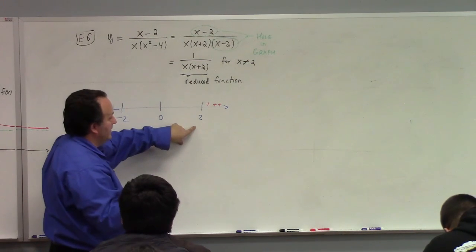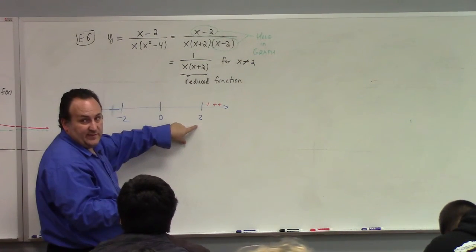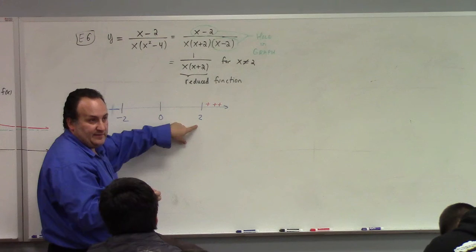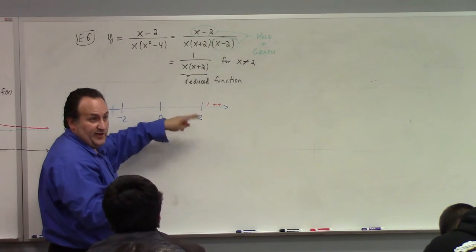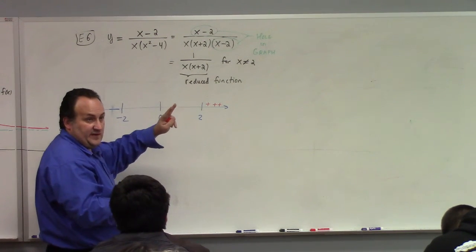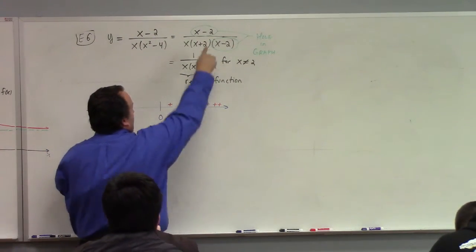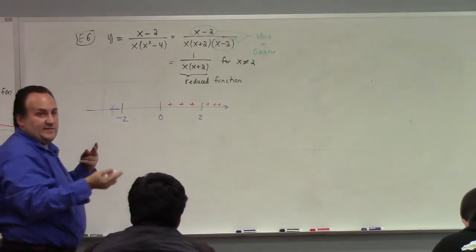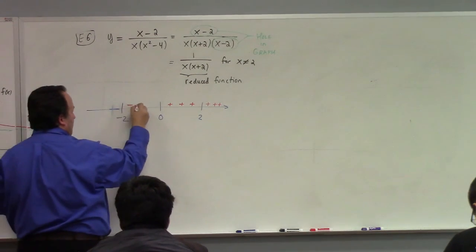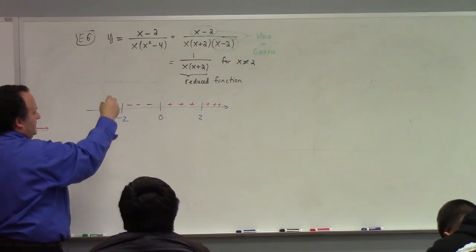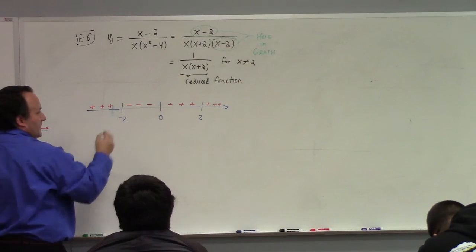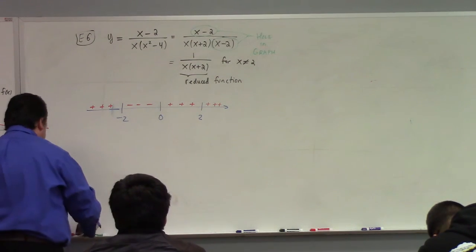At 2, we're looking for factors of x minus 2. How many x minus 2 factors do we got? We got 2. That means we don't change signs. So we stay positive because there's 2 x minus 2 factors. For x, there's just one of them, so we flip signs. For x plus 2, we flip signs again. All right, now we can graph.